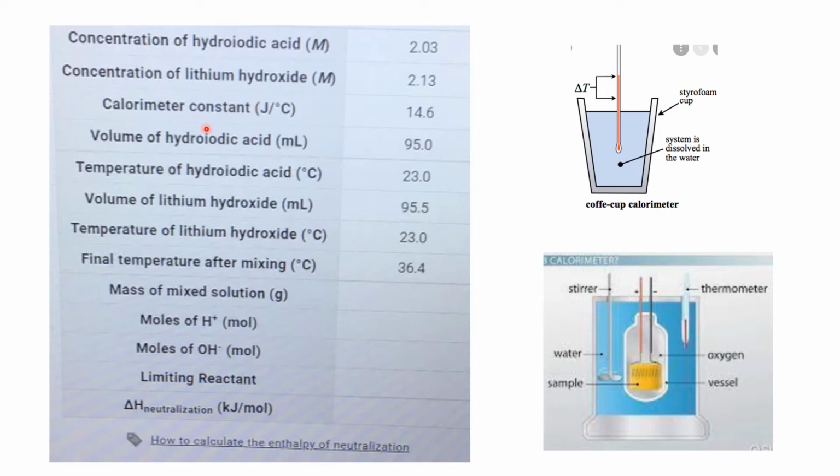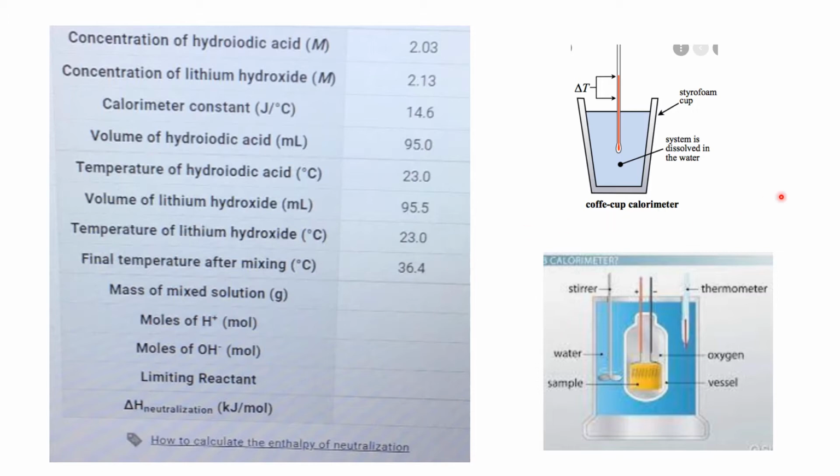You are given the calorimeter constant, the volume and initial temperature of the acid, the volume and initial temperature of the base, and the final temperature after mixing. So, take note, tumaas yung temperature. Initial is 23, 23. Tumaas. So, it is an exothermic reaction.